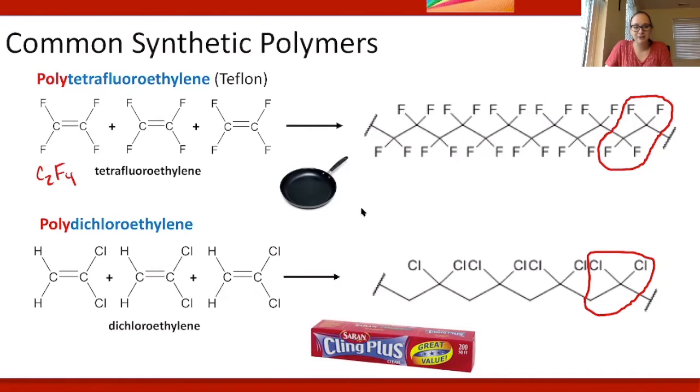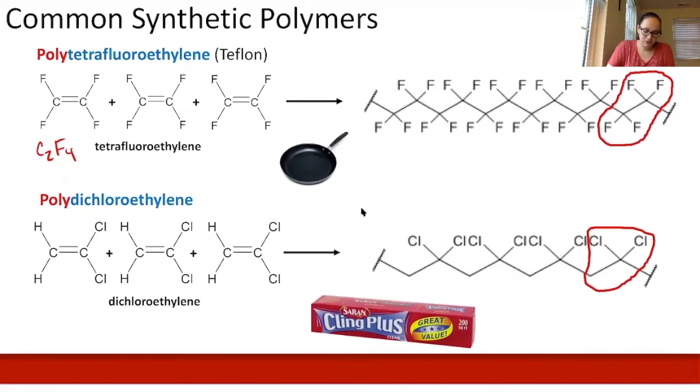Additionally, we have polydichloroethylene. So in this one, you can see we have on one side of our carbon, we have 2 chlorines, and on the other side, we have 2 hydrogens. So that means every other carbon in our polymer chain is going to have one carbon will have 2 hydrogens, and then the next carbon will have 2 chlorines. Go back and forth. Polydichloroethylene is like cling wrap, so saran wrap, plastics such as those.